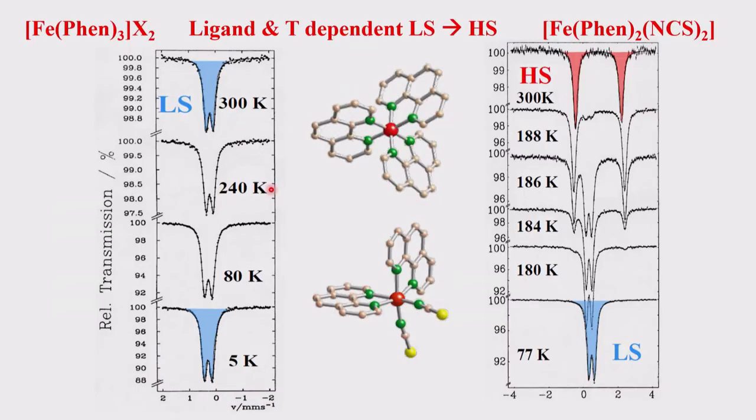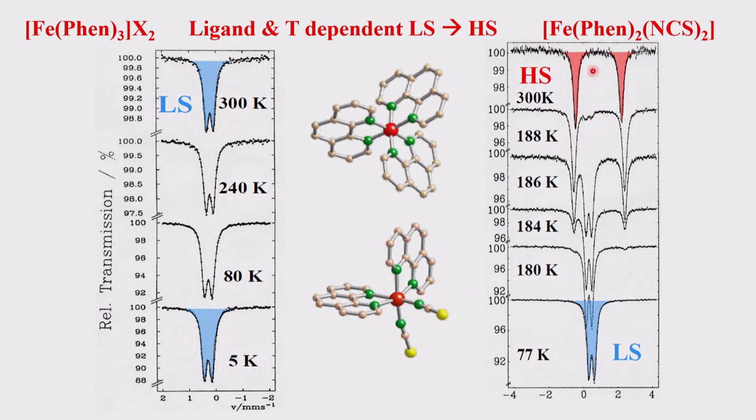Now, in the previous class we looked at the example of the bisphenanthroline iron compound with the NCS ligand and the trisphenanthroline compound. Please look at the particular slide. The trisphenanthroline compound is completely low spin all through, from room temperature down to close to liquid helium temperature. On the other hand, in the right panel, it is a bisphenanthroline with two thiocyanate ligands, not three phenanthrolines, two phenanthroline ligands.